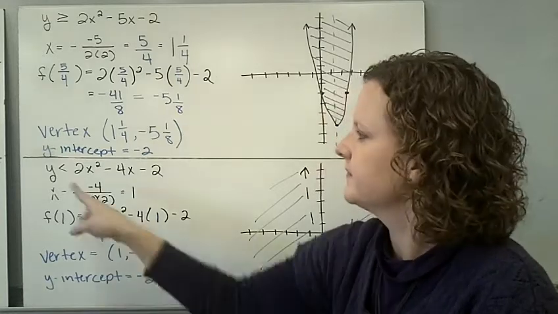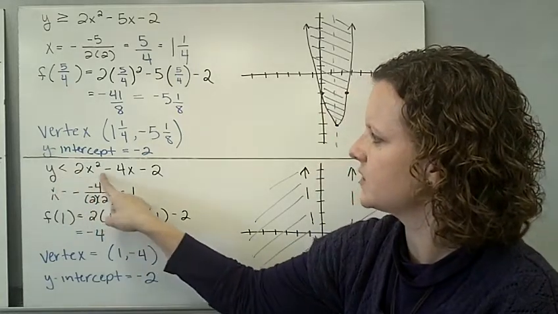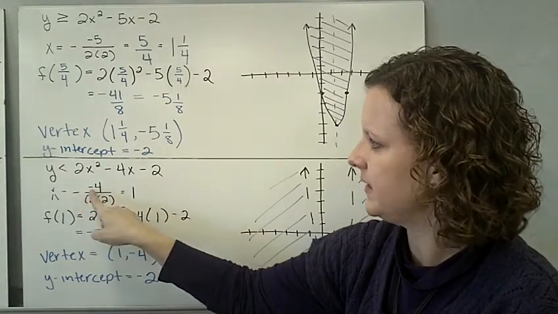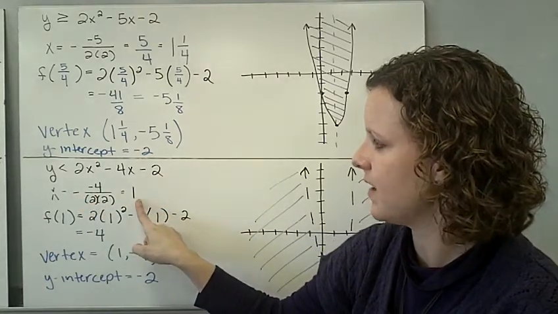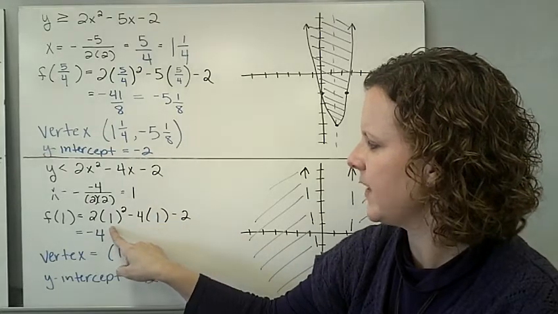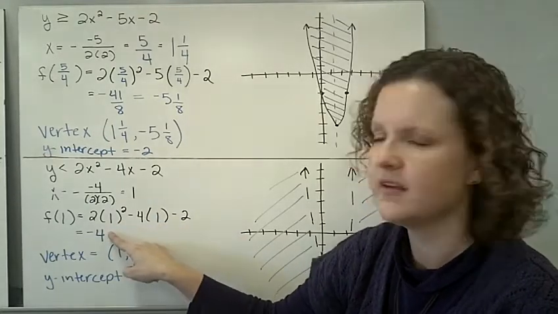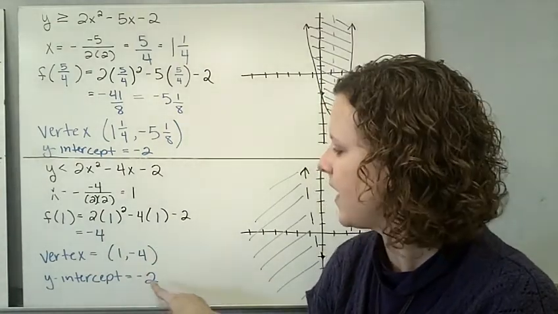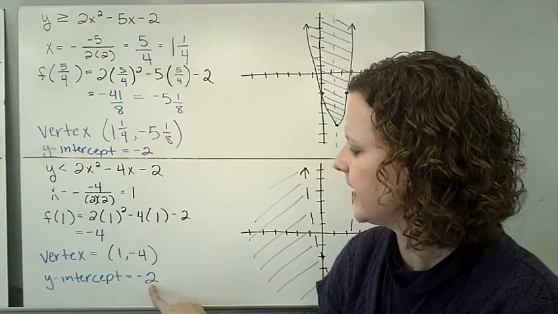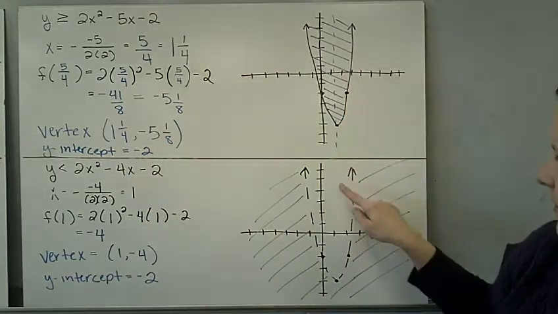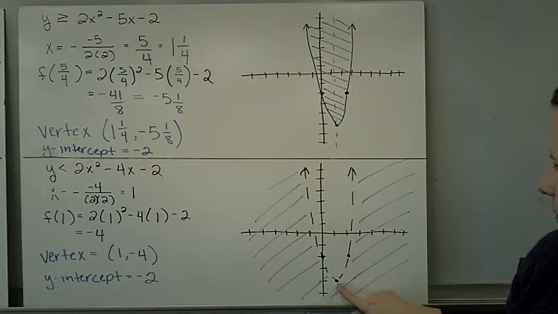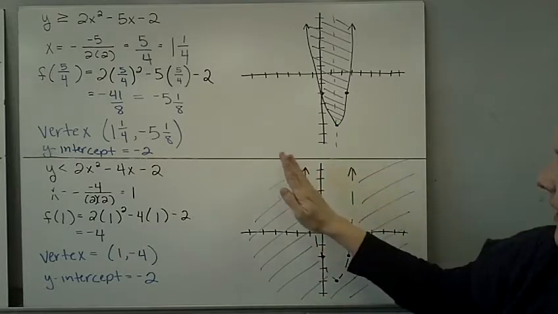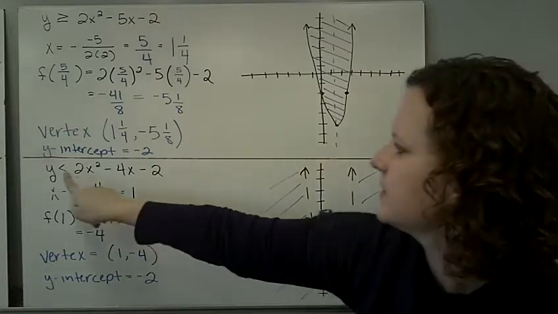Last example. y is less than 2x squared minus 4x minus 2. Axis of symmetry, negative b over 2a, gives us 1. Plug that back into the equation and we get negative 4. So our vertex is 1, negative 4. Our y-intercept is right there, negative 2. Here we graph 1, negative 4, negative 2, do a dashed boundary line, and shade everything below because it's less than.